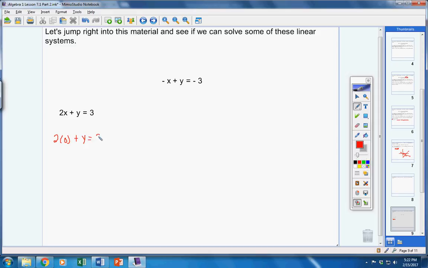Remember how to do this? 2 times 0 is 0, 0 plus y is y, y equals 3. So there I just found my y-intercept. Boom. Now let's put 0 in for y. So 2x plus 0 equals 3. 2x plus 0 is just 2x. Divide both sides by 2, and 3 divided by 2 is 1.5.